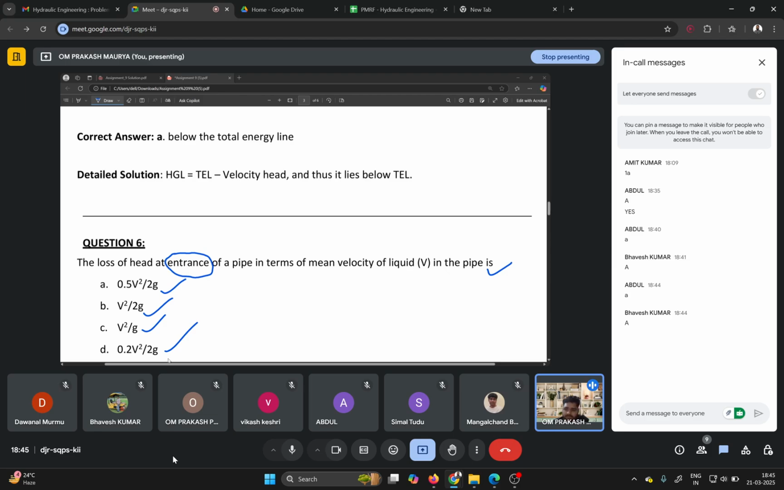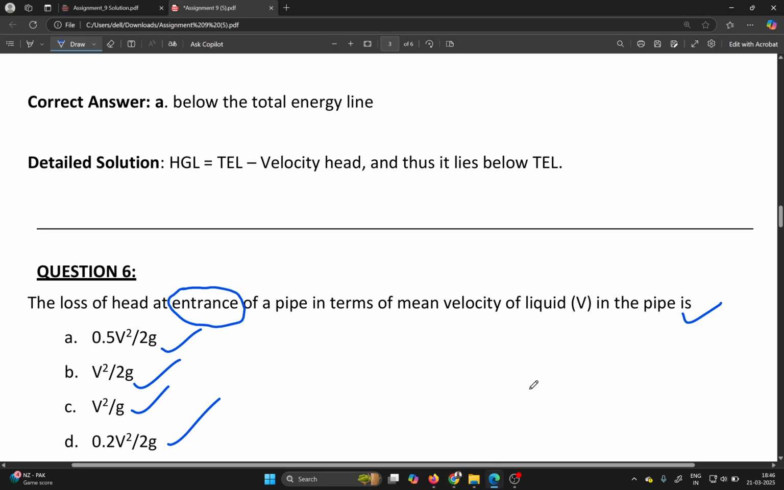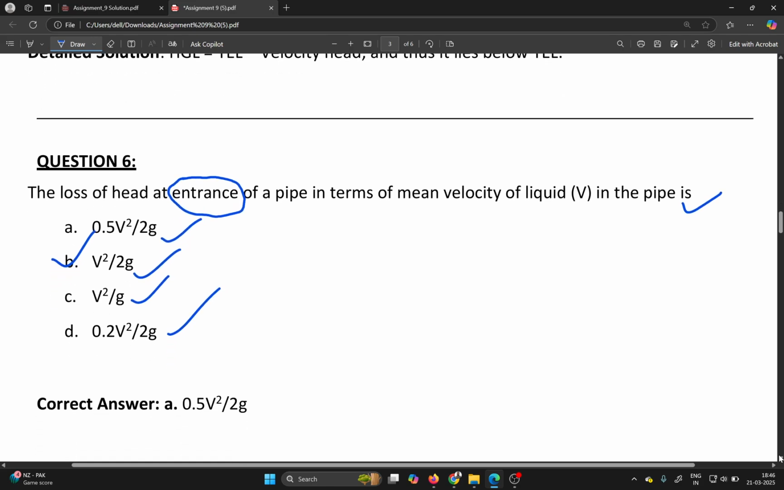Okay, let me discuss. This is just based on experimental data. Whatever the option, A, B, C or D, that will be correct. These are based on experiments, not on theoretical things. So for entrance, remember please, the answer will be 0.5 v square by 2g.